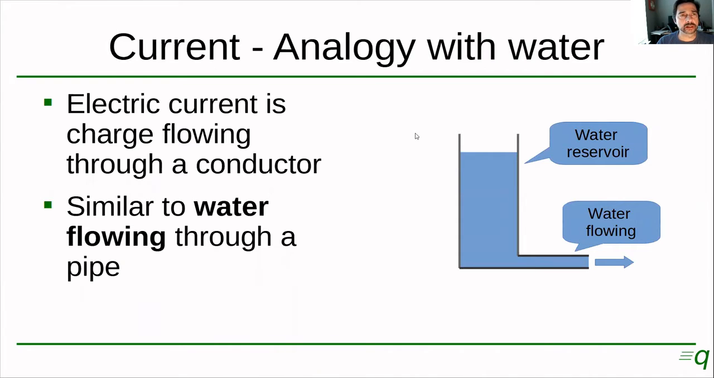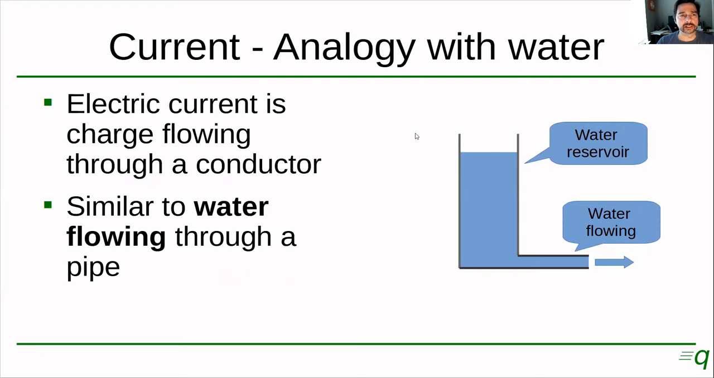So because we cannot see electric current, it is very useful to make an analogy with something that we can see. And because many of the equations that govern electric current are similar to the equations that govern water flowing through a pipe, we can make this analogy between current and water, right?